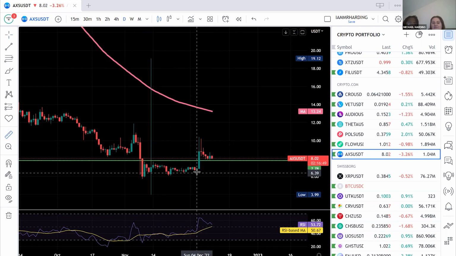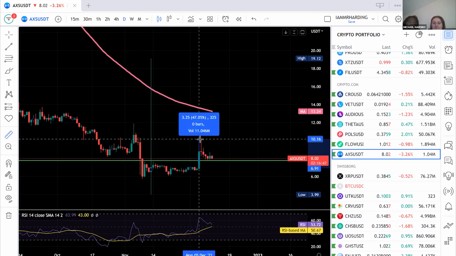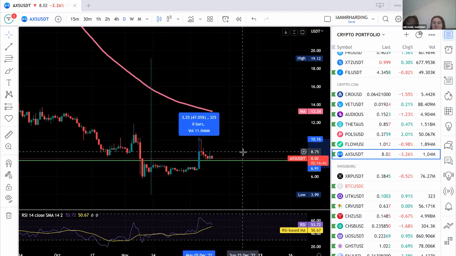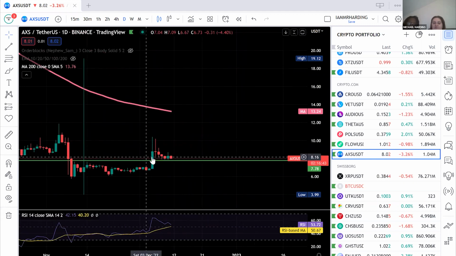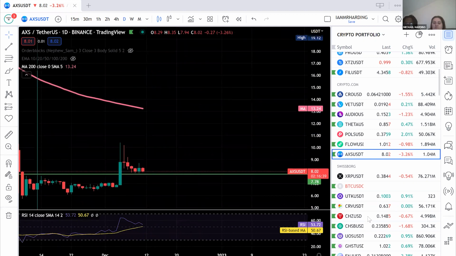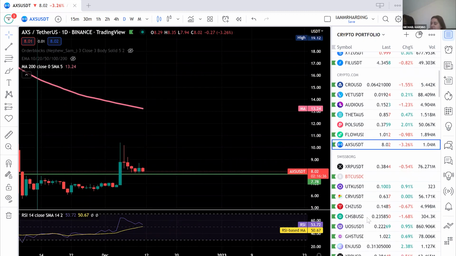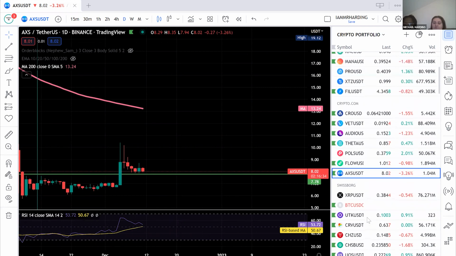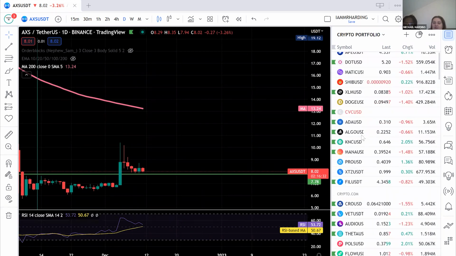Although this other one here, this second pump, 47%. And now again it's making this nice little support line here. So I'd watch out for that one. That's an interesting one. What else is in here? Your friend Kyber. Oh, Kyber.